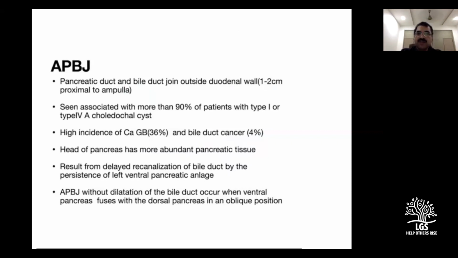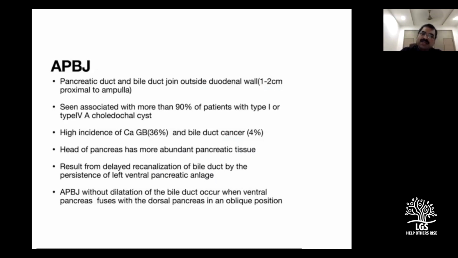There is a high incidence of carcinoma of the gallbladder and bile duct in these patients. And these patients will have an abundance of pancreatic tissue around the head of the pancreas, around the bile duct. So this may be due to delayed recanalization of the bile duct or persistence of the ventral pancreatic duct, which I discussed in my talk on anatomy earlier.